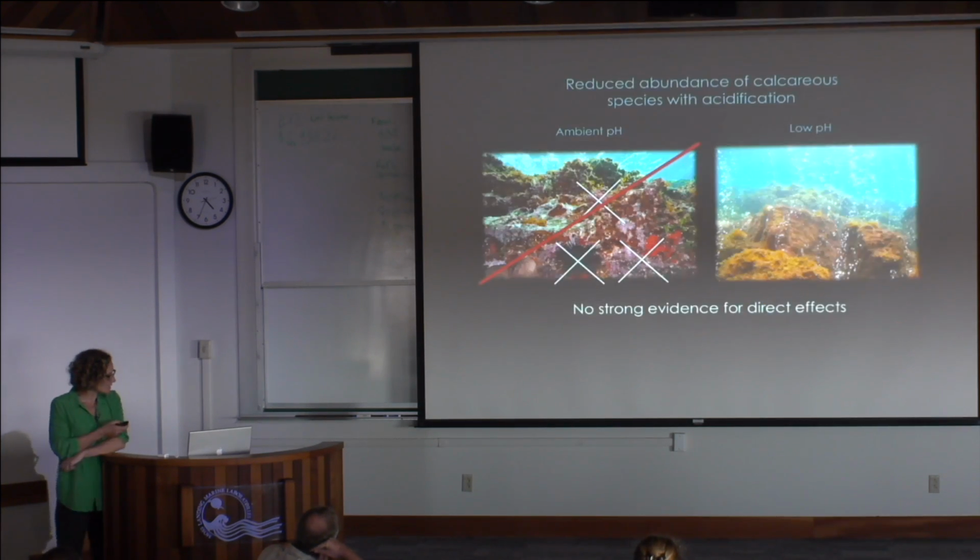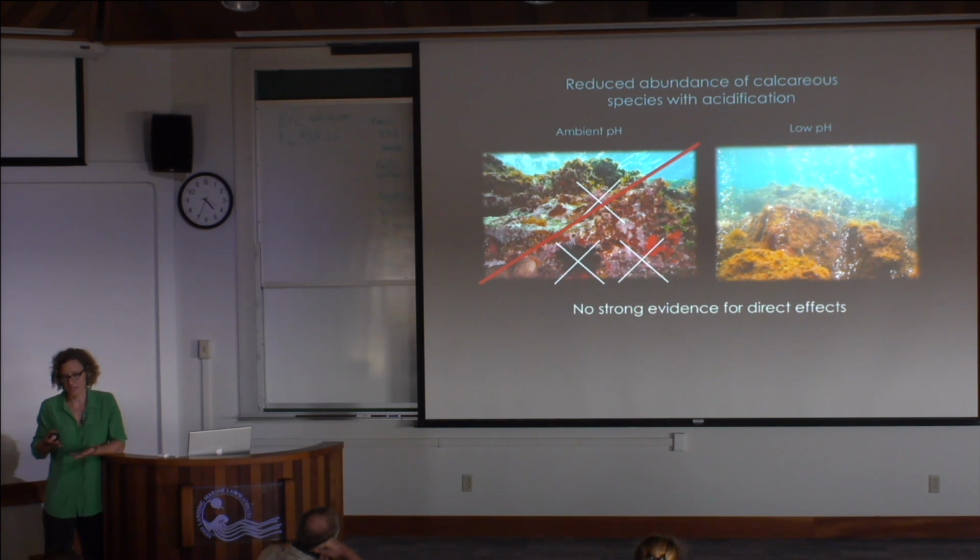What this suggests is that we don't have strong evidence that the decreased abundance of these calcareous taxa is driven by direct effects, that they can't stand these environmental conditions. Instead, their abundance is likely impacted by interactions with fleshy turf algae, which may be benefiting from these same conditions, likely due to increases in the bicarbonate or carbon dioxide that they can use for photosynthesis and growth.